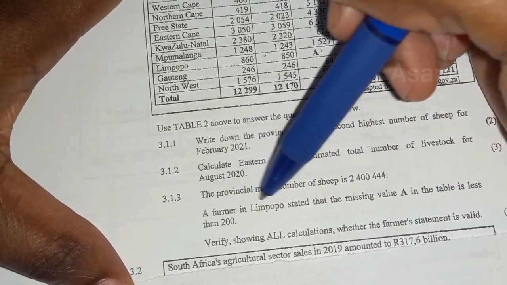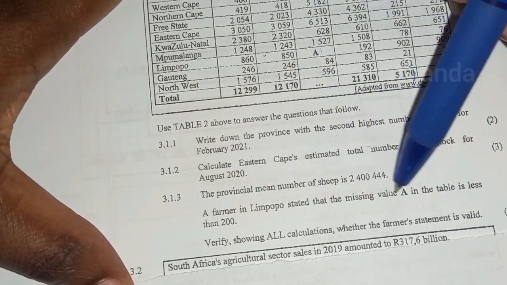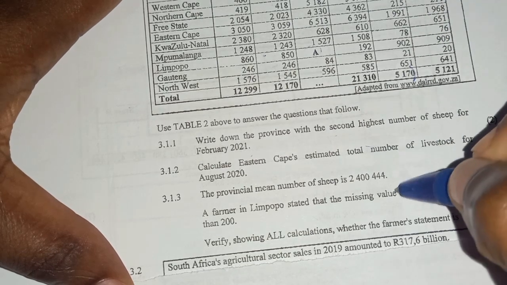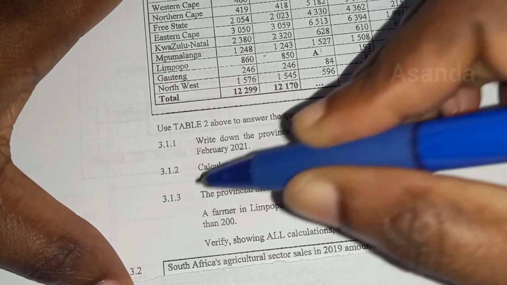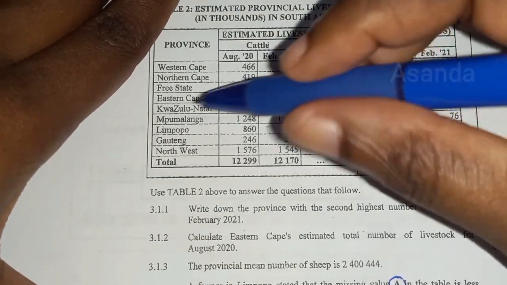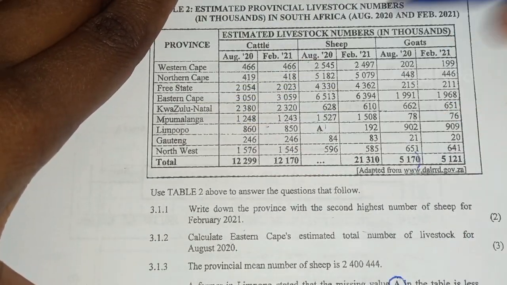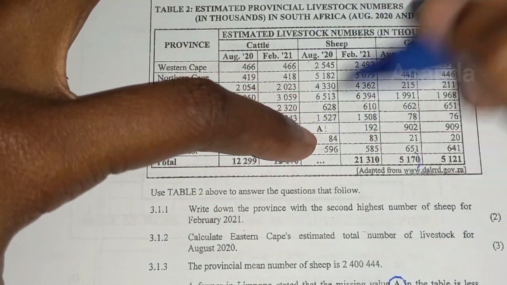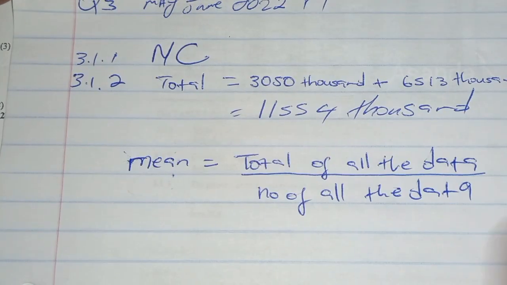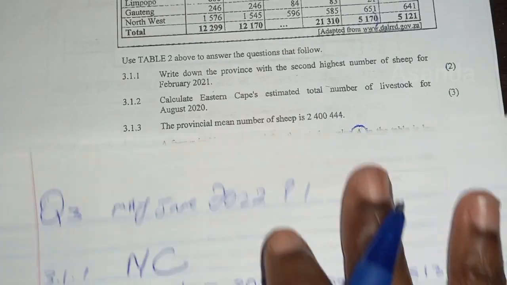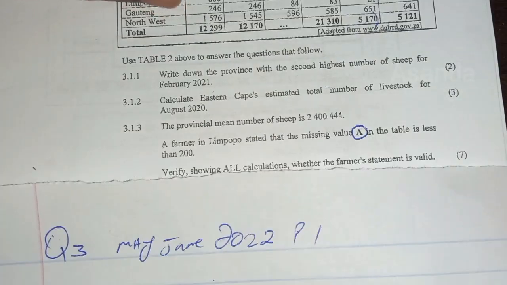So the statement says a farmer in Limpopo stated that the missing value A, we have the missing value A there in the table, is less than 200. Now, remember in the table, this is 200,000, right? So it's less than 200. They say A is less than 200. We're going to find out. So what they did was they calculated the mean, and we're going to use the mean to find A.